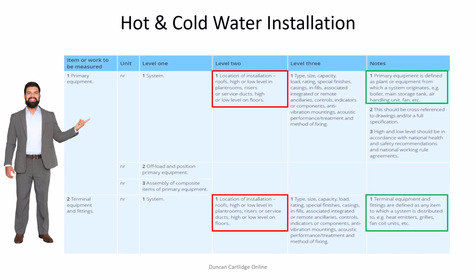NRM 2 allows for primary and terminal equipment to be enumerated and pipework to be measured in linear meters. Note that the location of the equipment must be given. The Notes section gives definitions of primary and terminal equipment.